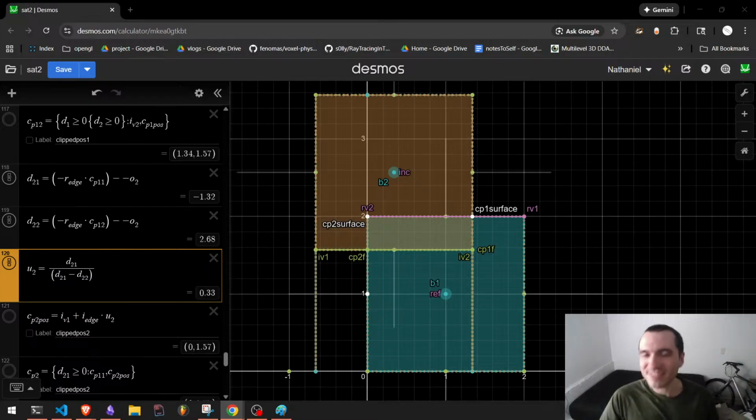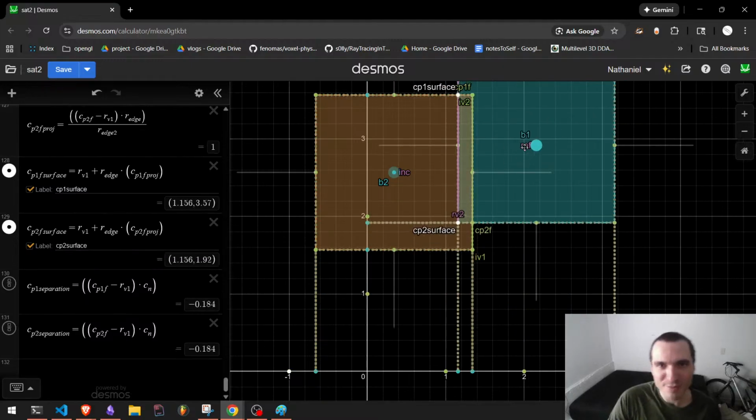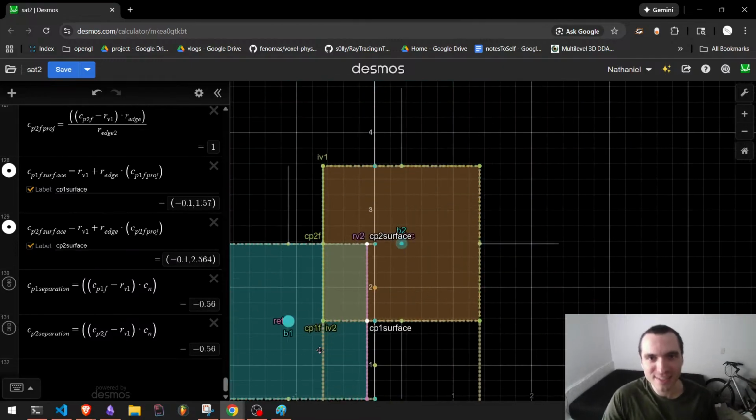So, how long have we been going? We did this second part. I thought it would take a lot longer, but we did it in less than an hour, and we have the full separating axis theorem in Desmos. Look at that. Isn't that beautiful?